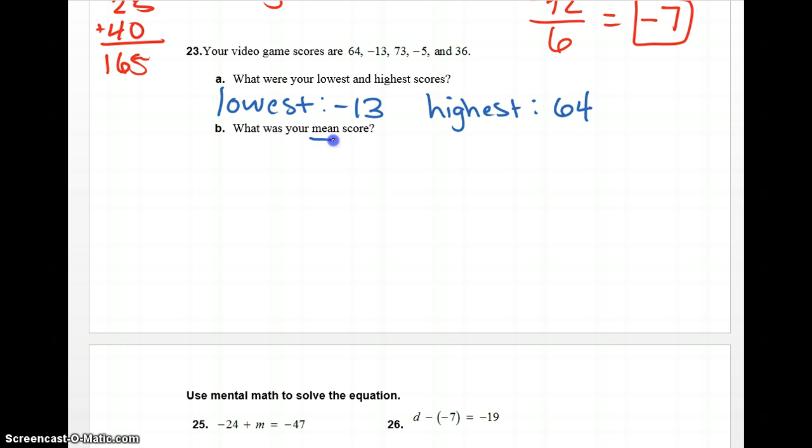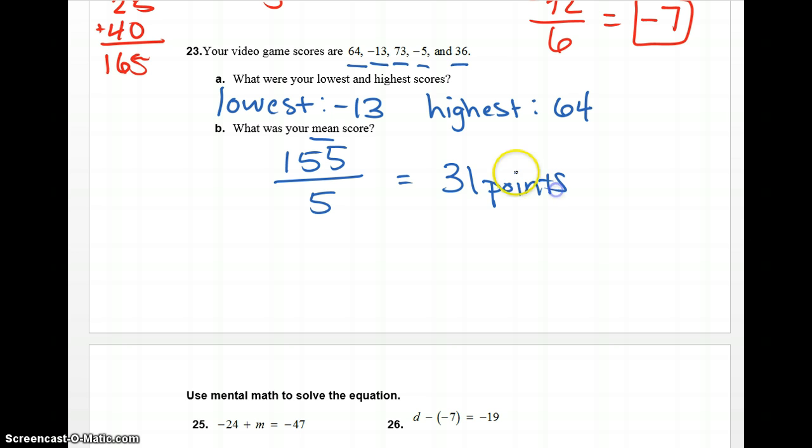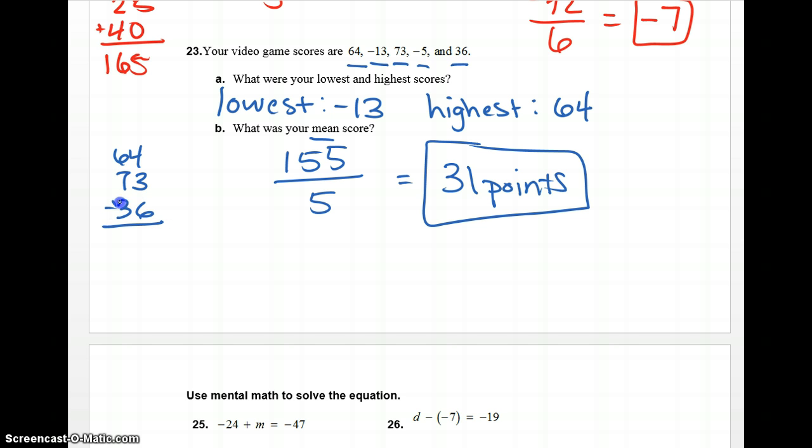It says, what was your mean score? Again, I have to add up 1, 2, 3, 4, 5 integers and divide by 5. I end up getting a total of 155 when I do that math. Divide it by 5, and you get a mean score of 31 points. I'm going to box that in there. Again, put your work to the side. I like to combine my positives, so 64, 73, and 36, and then combine my negatives, which would be a negative 18. Combining those together, you get a positive 155.